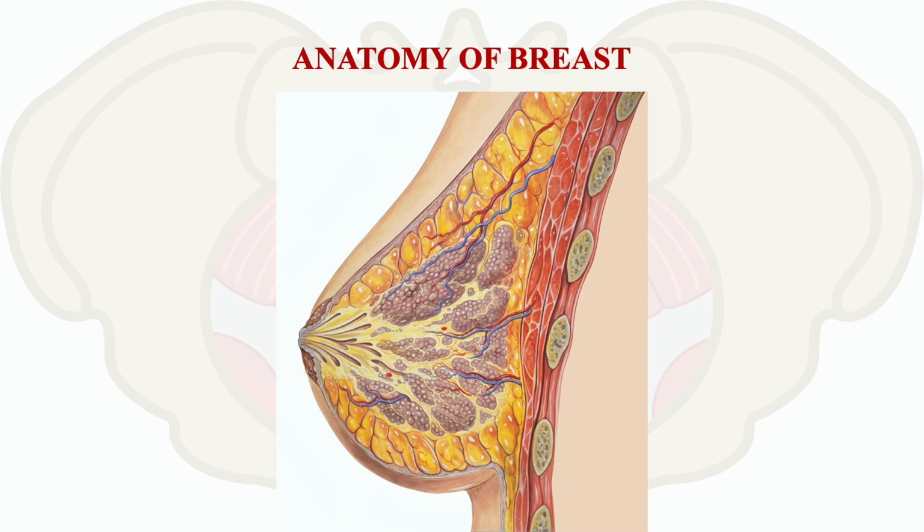Now let us see the anatomy of the breast. Actually, the breasts are considered to be accessory organs of reproduction. They do not directly get involved, but when the baby is born and during pregnancy, there are a lot of changes taking place in the breast to prepare for lactation. So they are also called the accessory organs of reproduction. Let us understand one by one.